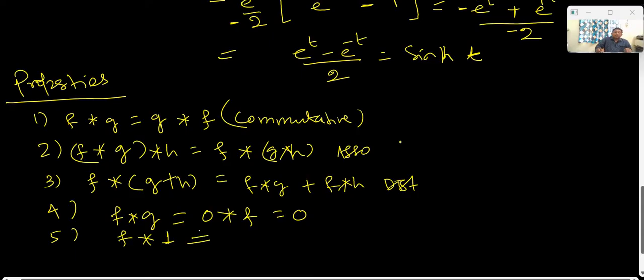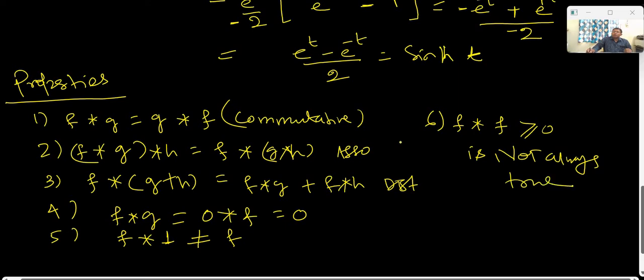It is not necessarily here f, right? And f convolution f greater than or equal to 0 is not always true. So these are the properties of the convolution.